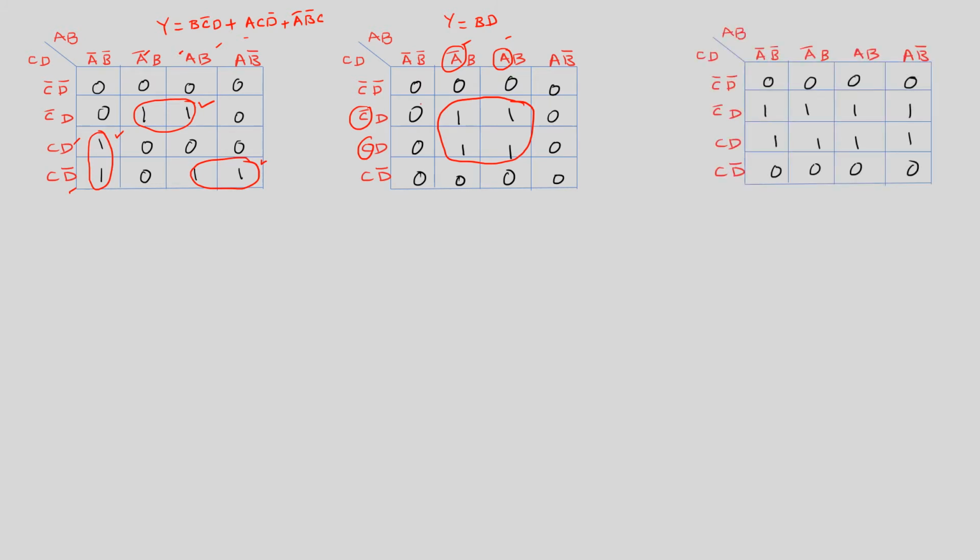Here 8 ones are adjacent to one another, so we can form the octet. Now see here, in all the four columns variables are changing. A bar is becoming A, and B becomes B bar. So A and B variables are gone. Here C is also changing. So the only variable which is not changing is D. So the answer for this K-map is D.